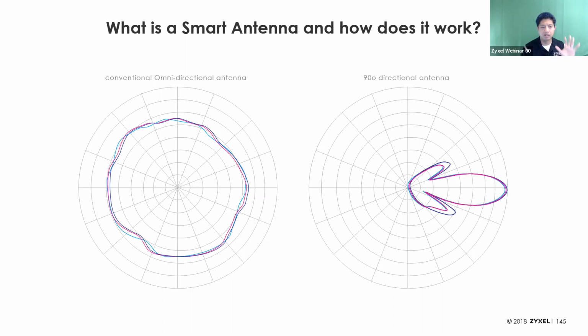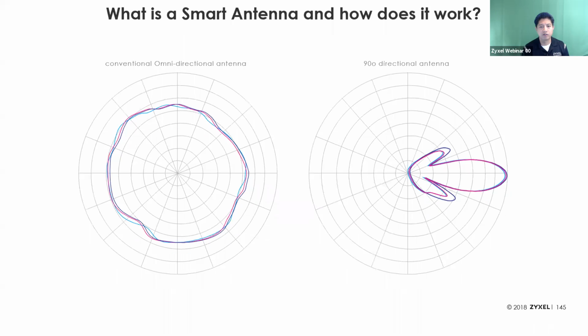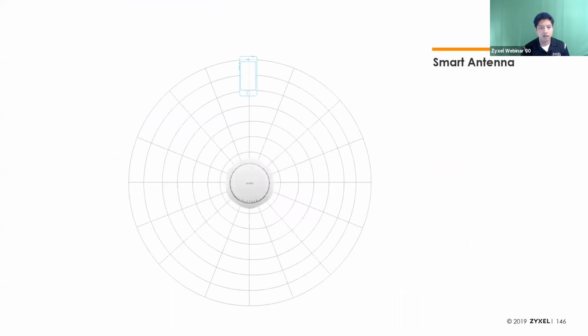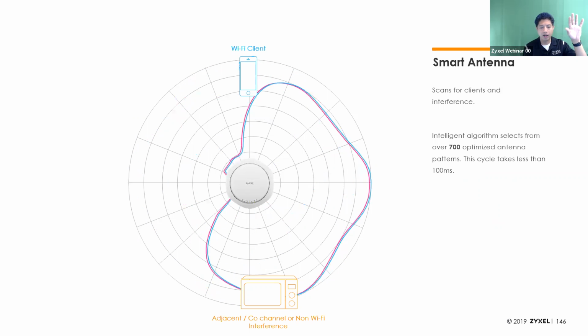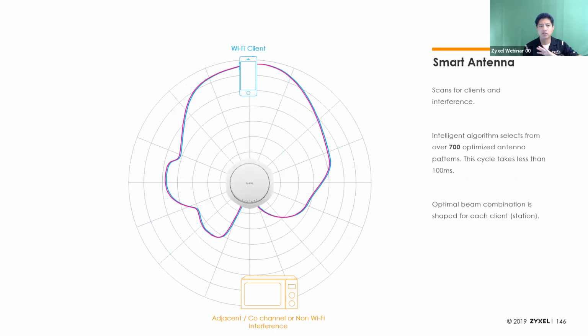You can bend things like that with different parts of the technology. But smart antenna does something kind of unique. It scans for the device that it's talking to, and at the same time can help to mitigate interference, because what it does, it looks at 700 different optimized antenna patterns and finds the optimal beam that's shaped for that client.